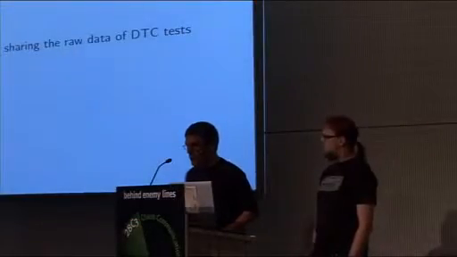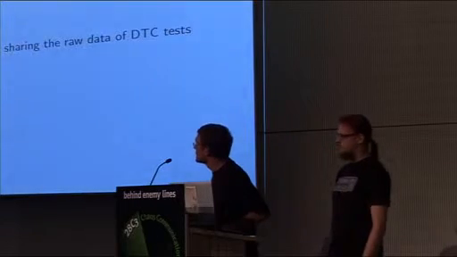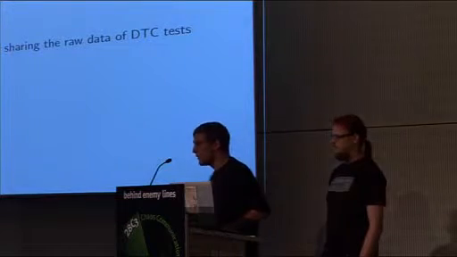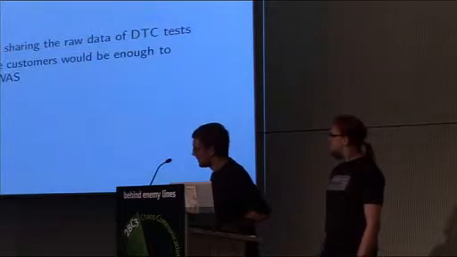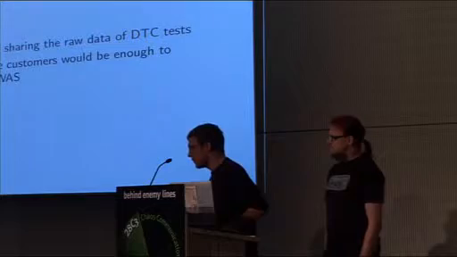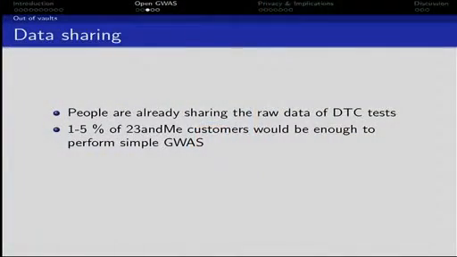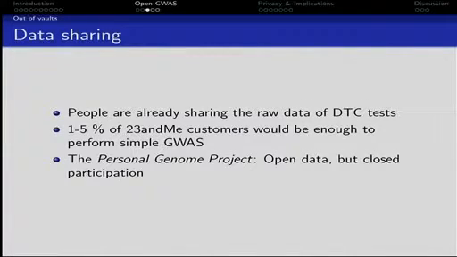And the problem is that people are already sharing their raw data from these DTC companies with other researchers. And about 1% to 5% of all customers of 23andMe would be able to share their data. They would be okay with that. And there's one project going on, the Personal Genome Project, which is open data, but it's closed participation, so not everybody can participate if they even wanted to.